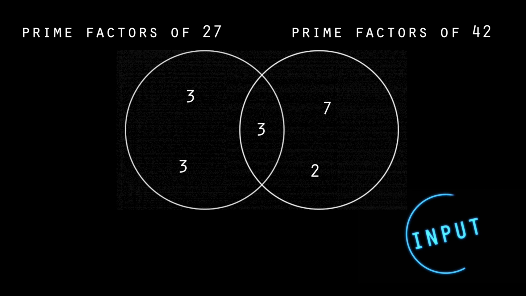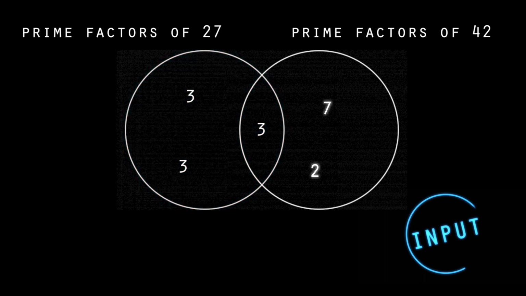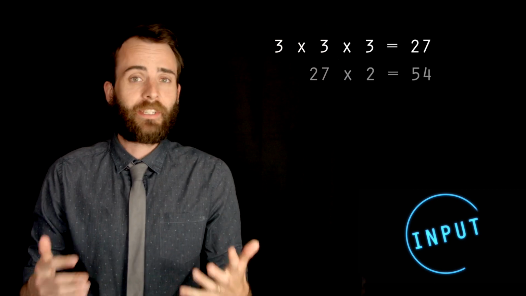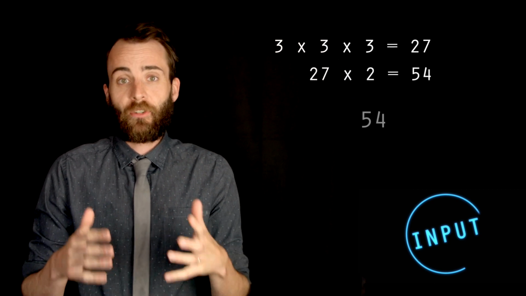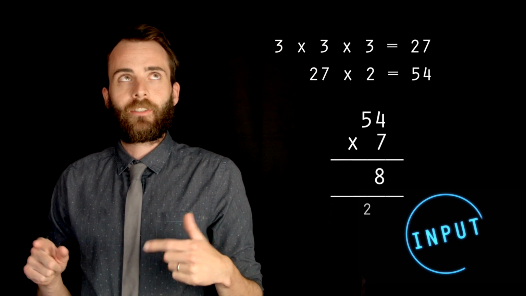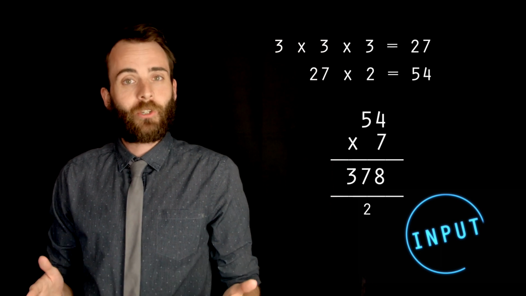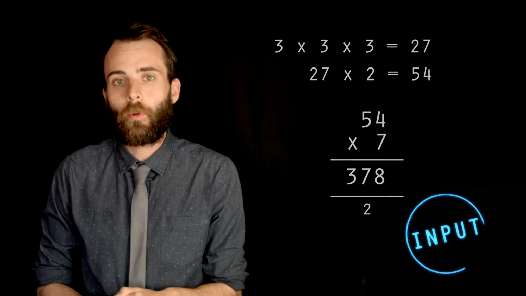All that's left to do now is to take all of these prime factors in the diagram, and just as we did with the highest common factor, multiply them together. Now, we already know that these factors multiply together to make 27, 3 times 3 times 3, so we just need to multiply that by the 2 and the 7. So 27 times 2 is 54, and 54 then multiplied by 7 is 378. So 378 must be the lowest common multiple.